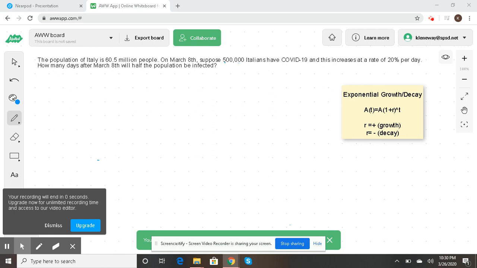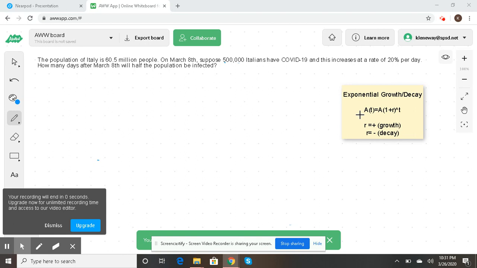Okay, so we're going to do one exponential growth problem together before I send you to do it on your own. And just to review, this is the exponential growth and decay formula that we've learned, where A of t, the amount at any time, is equal to A, your initial amount, times the quantity 1 plus r, where r is your rate, usually given as a percent.